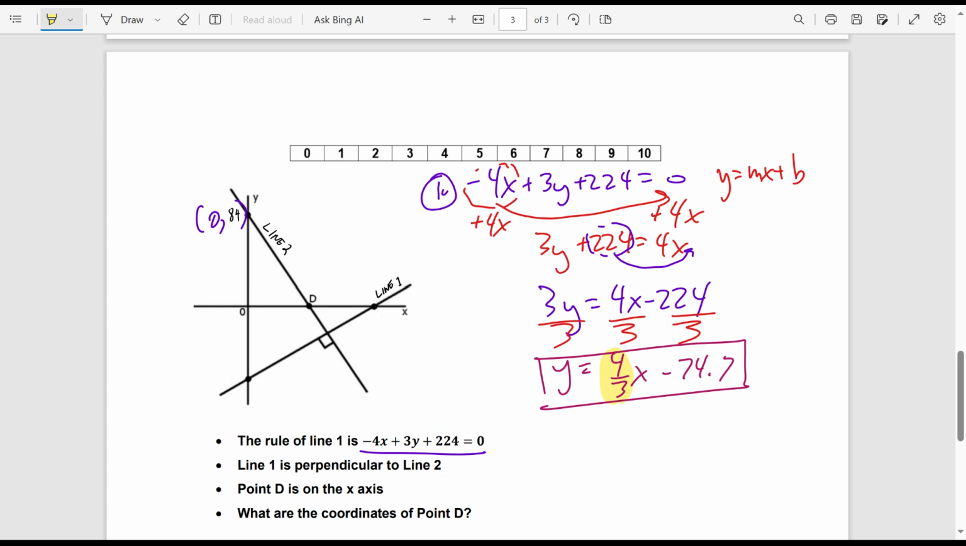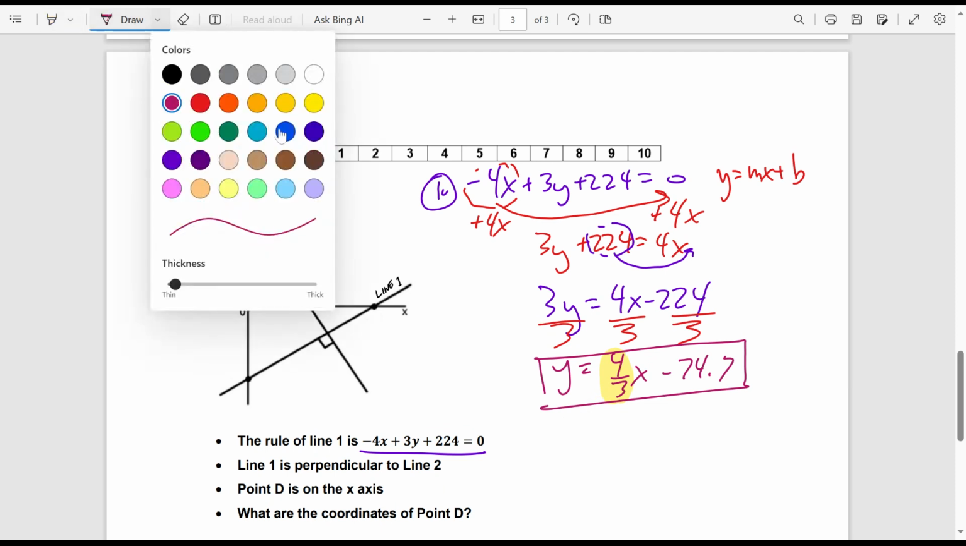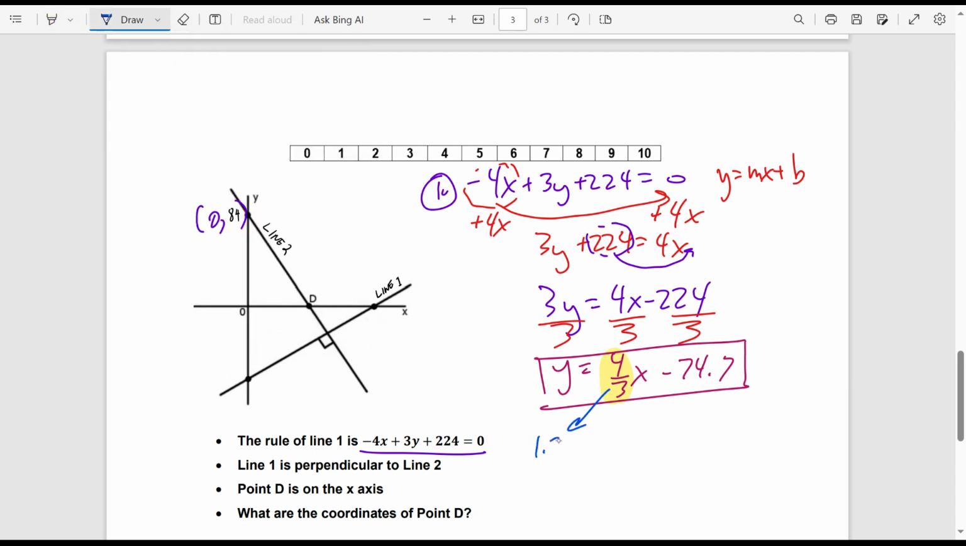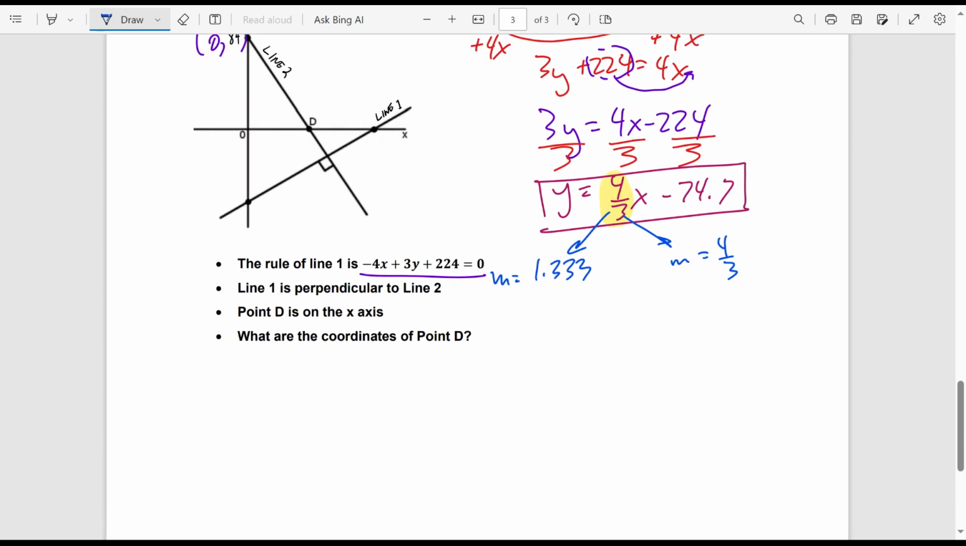So right now I have 4/3. 2 ways to do it, so I'll show you both. Okay. What if this guy is 1.333? So the slope of this is that. We can also leave it as a fraction. From here, it's your choice. The perpendicular slope is just flip it and switch it.